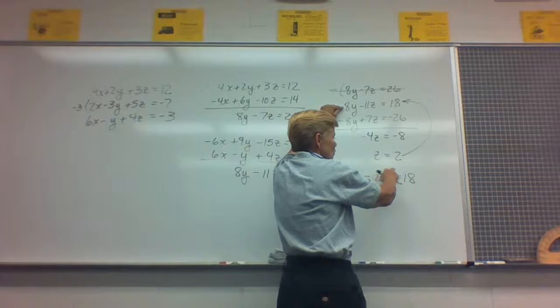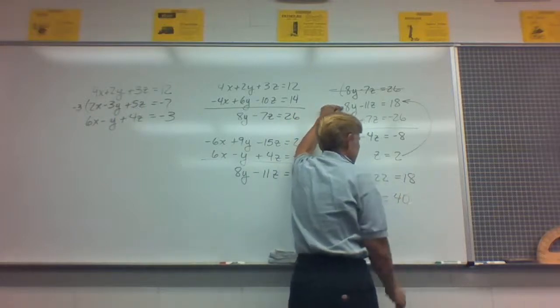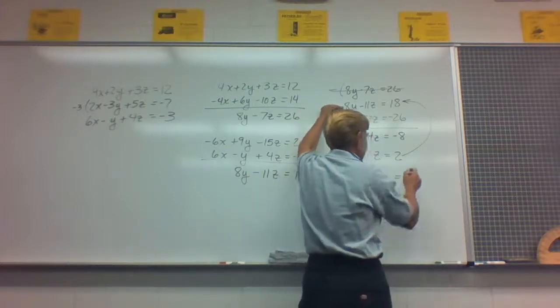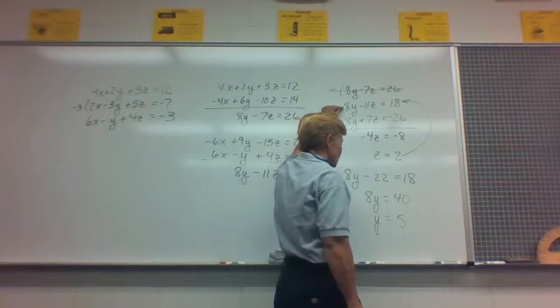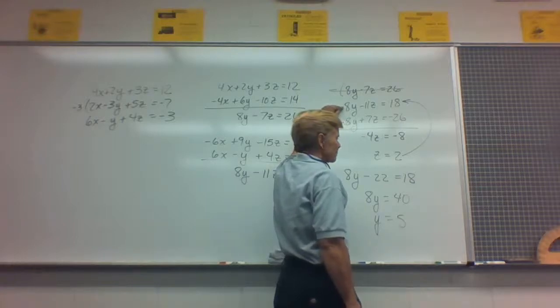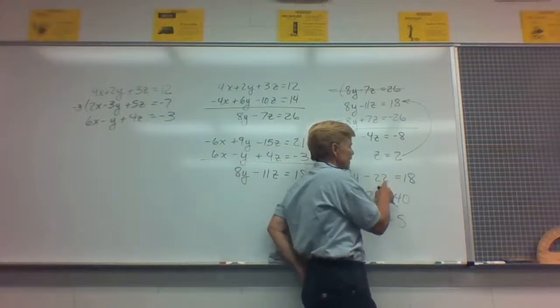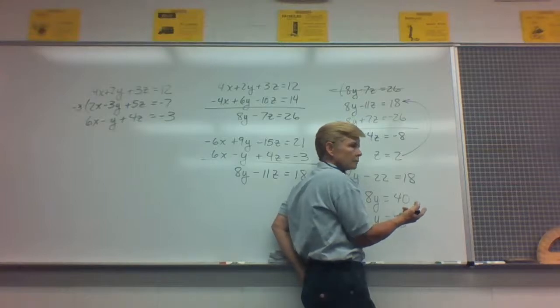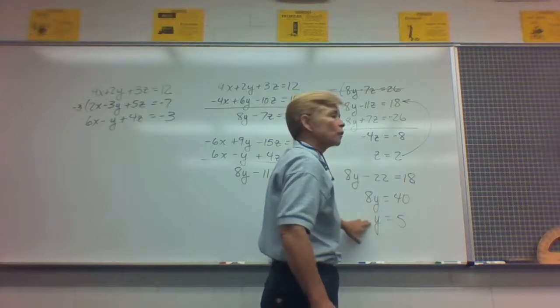Now I've got to solve this. What's 18 plus 22? Come on, people. Get with me here. Could you add 18 to 22? Can you do that quickly in your head? Here's how I do it. If I took the 2 on the end of this and added it to this, it would be 20 plus 20. Right? Okay. So y equals 5. I now know that z equals 2 and y equals 5.